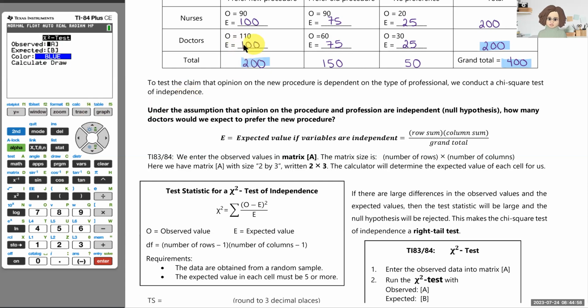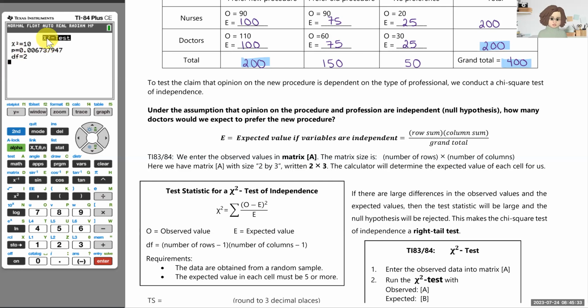So that value I calculated in the table, that I expected 100 doctors to prefer the new procedure, each of those values would be stored in the calculator. Again, we're not going to need them directly because I'm not going to do the by hand calculation. I just showed you those to demonstrate what the test is looking at. So don't change anything on this part of your screen. And then we'll just go down to calculate. And that test value or test statistic is at the top, and then you'll see your p-value.